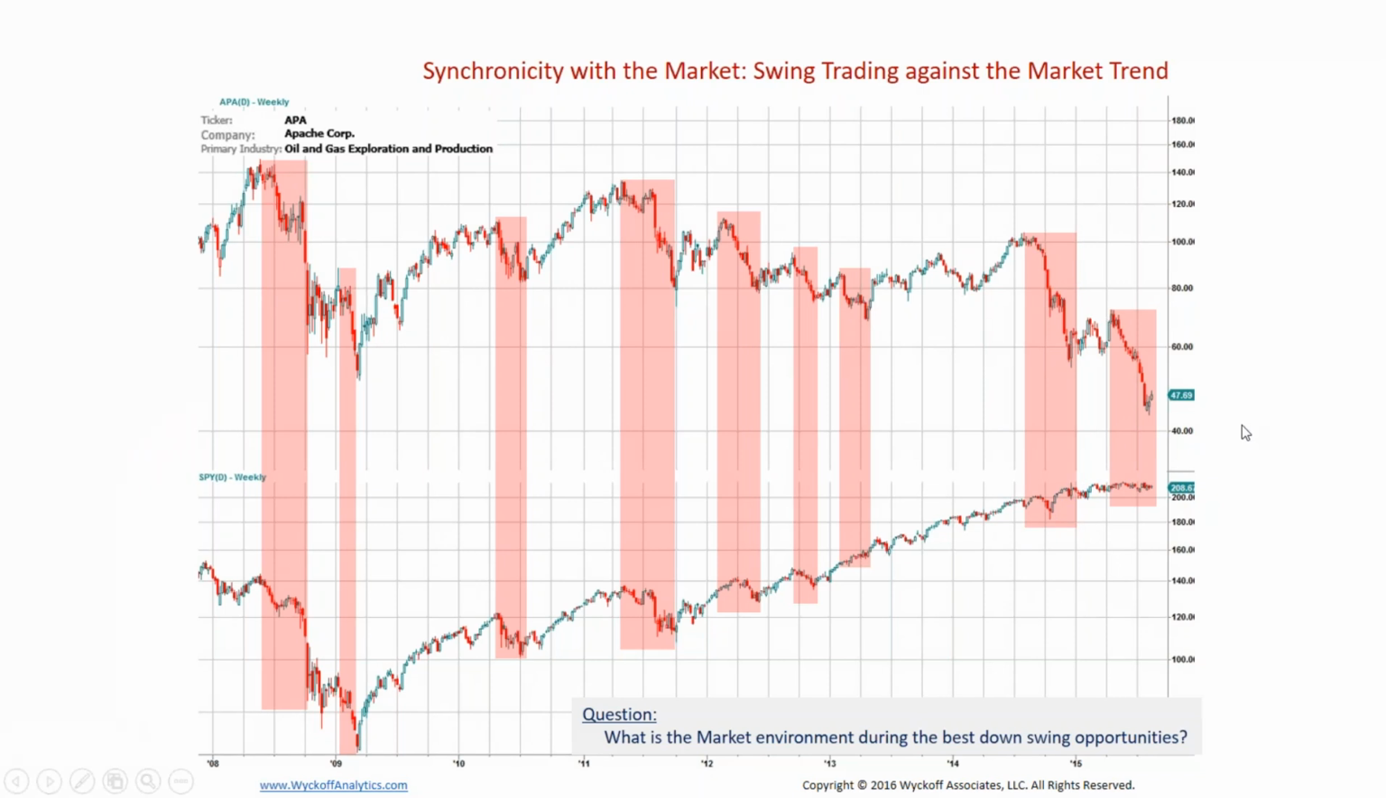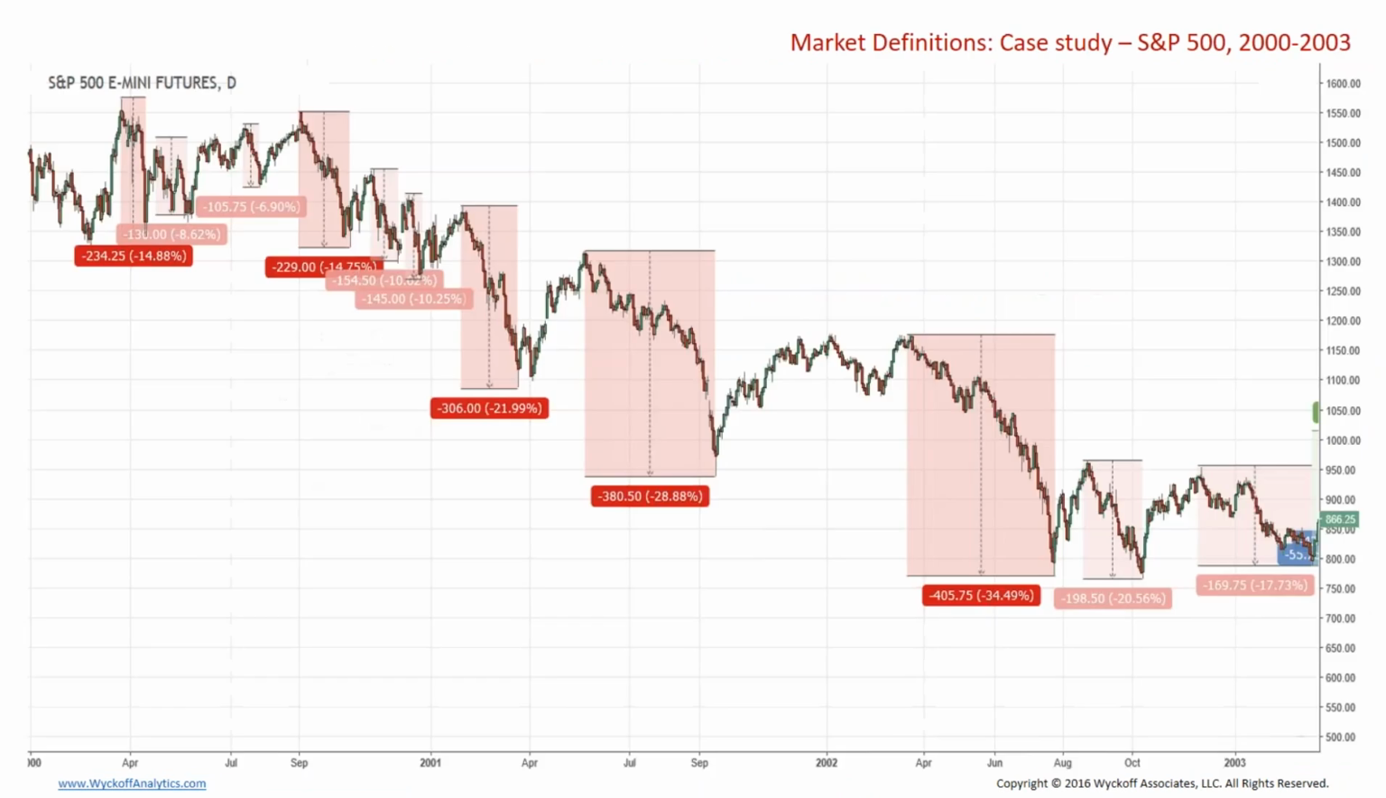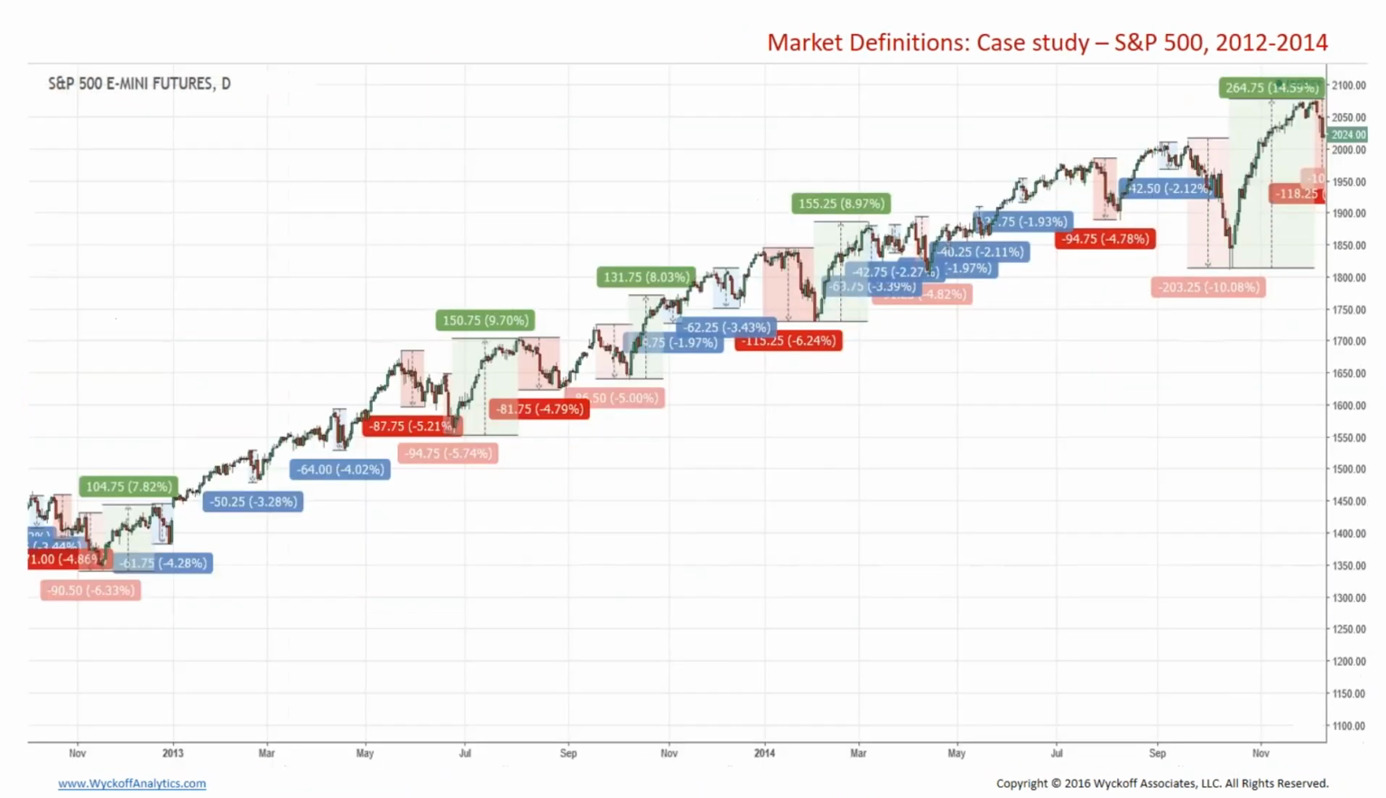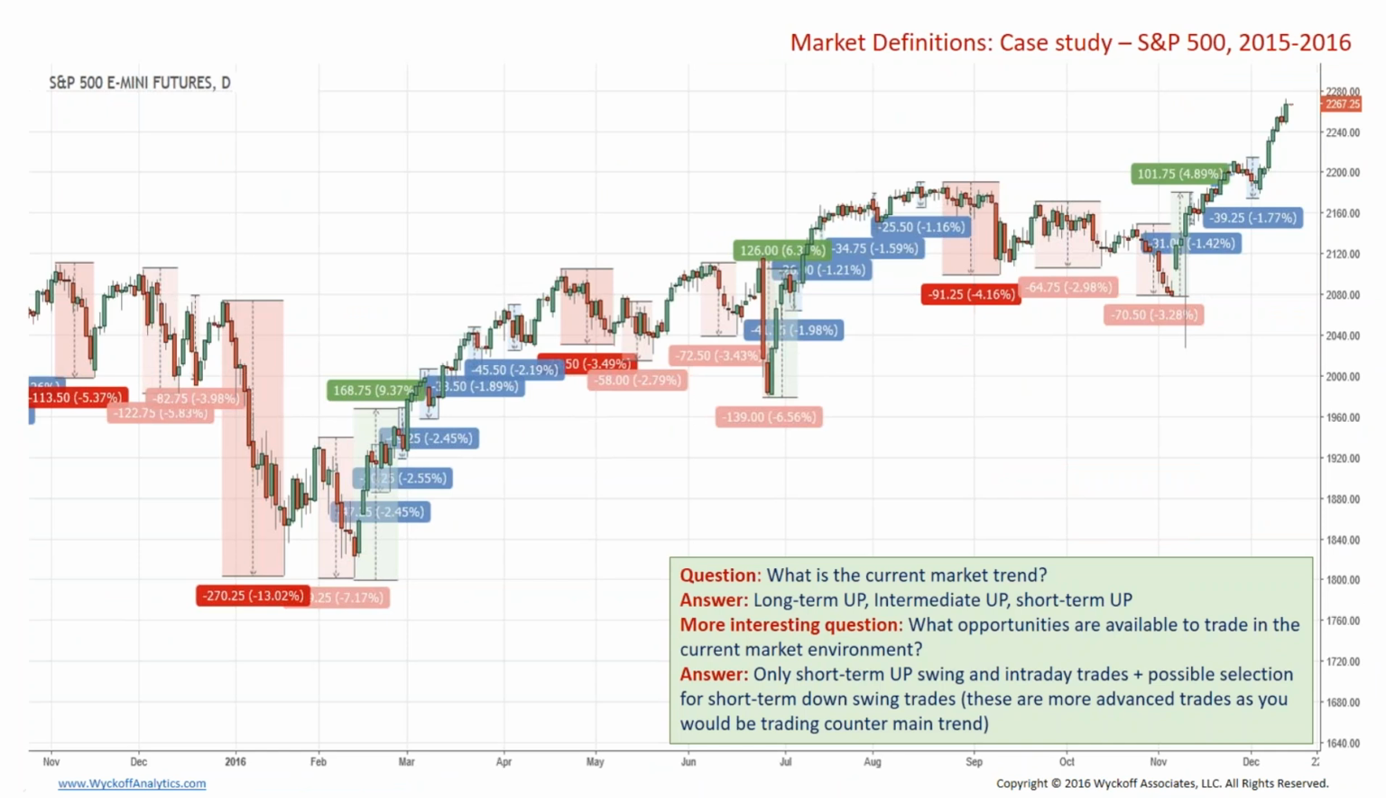Again, I would advise only more advanced students to practice this type of counter trend swing trading. And for those of us who are beginner or intermediate traders, just stick with the main trend, which is what? Which is up, up, and up again.